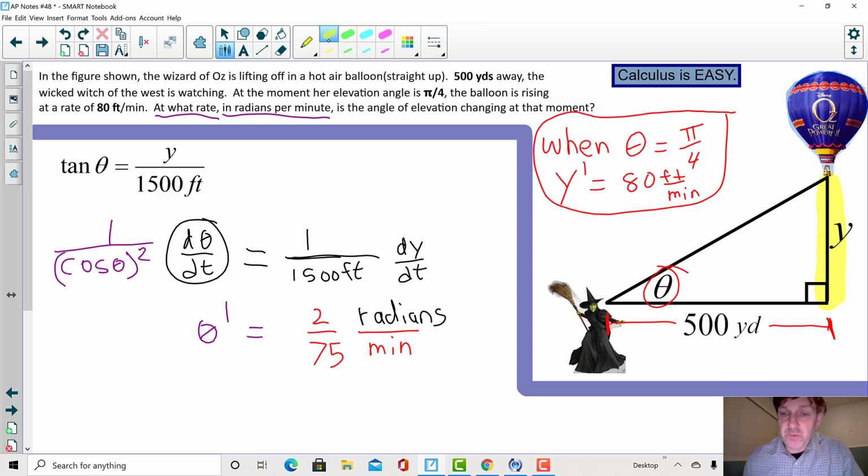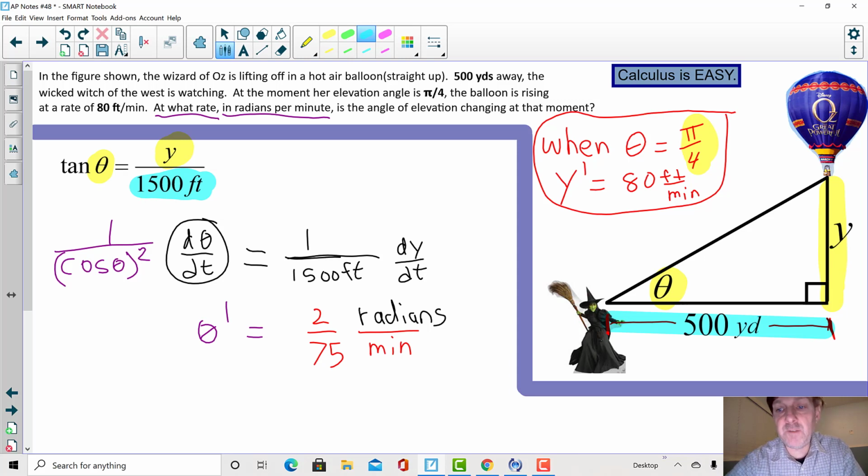One of the most important things that I want to point out in this problem is that the angle of elevation theta was changing, so we did not plug in the pi over 4. We left it as theta. Also, the y was changing because the hot air balloon was still rising, so we did not plug anything in for y. We just left it as the letter y. There was one amount that was constant, the 500 yards, so we were allowed to plug it in right away. We did not have to call that side of the triangle x. We could just put 500 yards, or 1,500 feet.